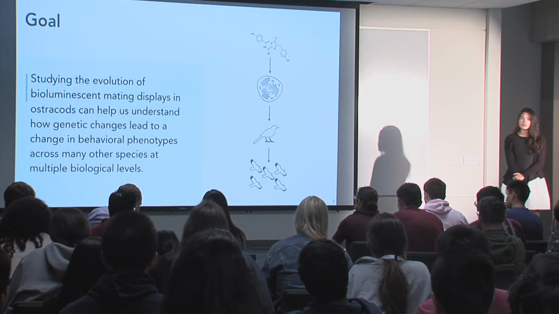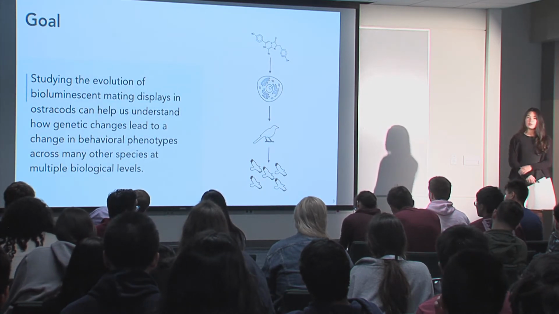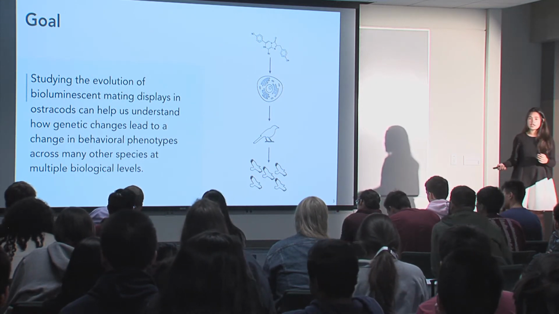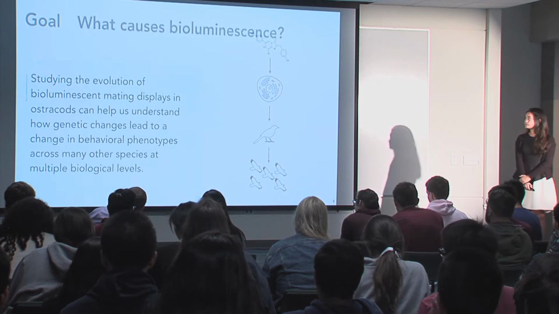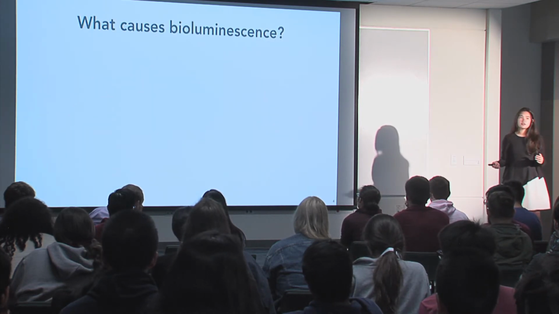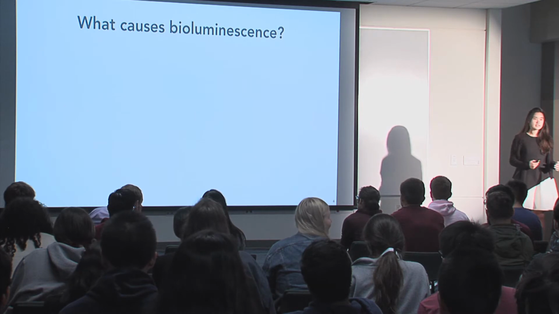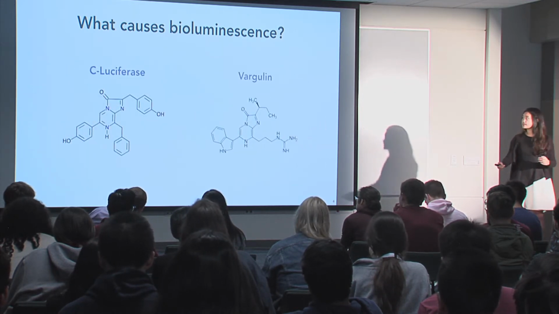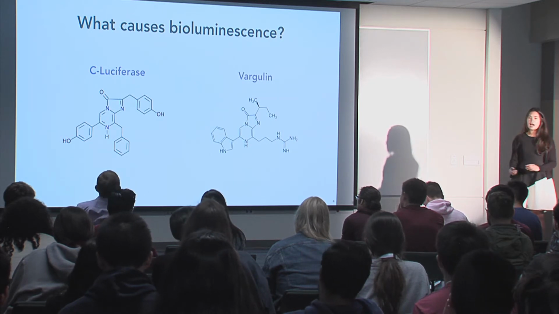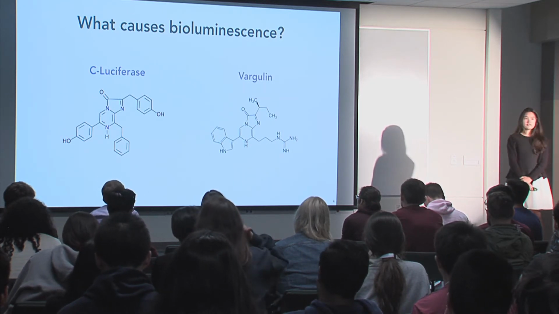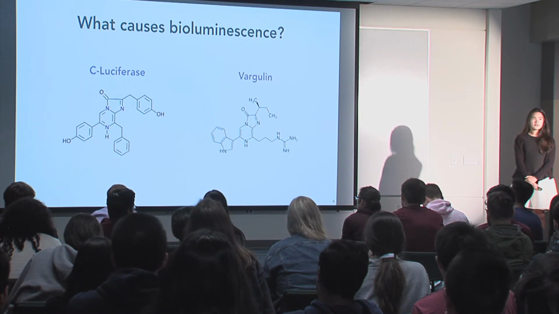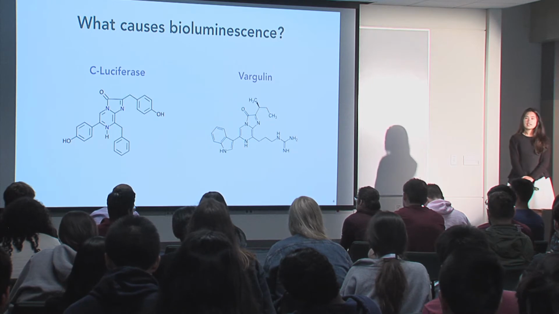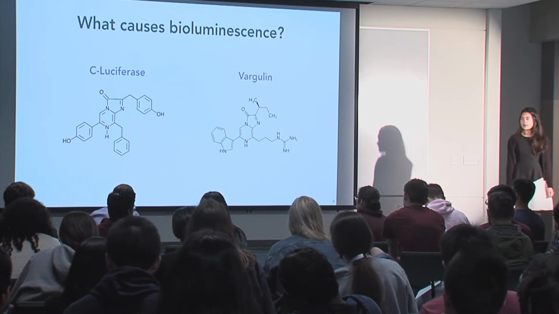By studying the evolution of ostracod mating displays, we can better understand how behavioral phenotypes evolve and change in different species. Ostracods produce bioluminescent packets of mucus with the enzyme C-luciferase, which produces light when reacting with the substrate vargulin, which is a high-energy substrate. In previous studies, the function of C-luciferase has been negatively and non-linearly correlated to the pulse length of ostracod mating displays.